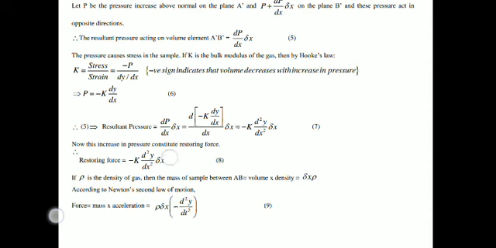So these two equations must be equal. So from 8 and 9, these two equations are the same, so the negative sign will be cancelled out, and whatever things can be cancelled, can be cancelled out. So finally we get this equation, d2y by dt square is equal to k by rho into d2y by dx square. So this is equation number 2.